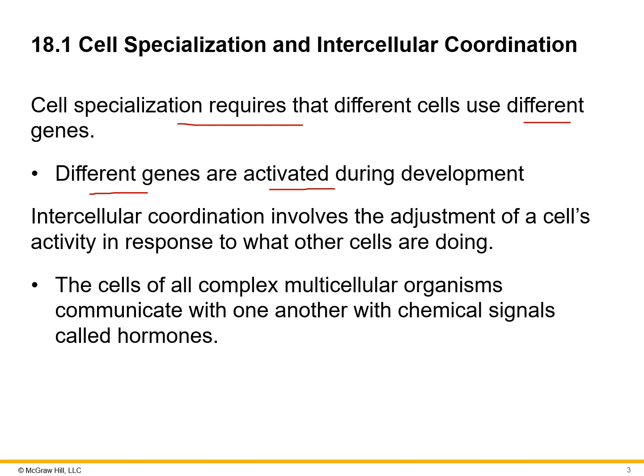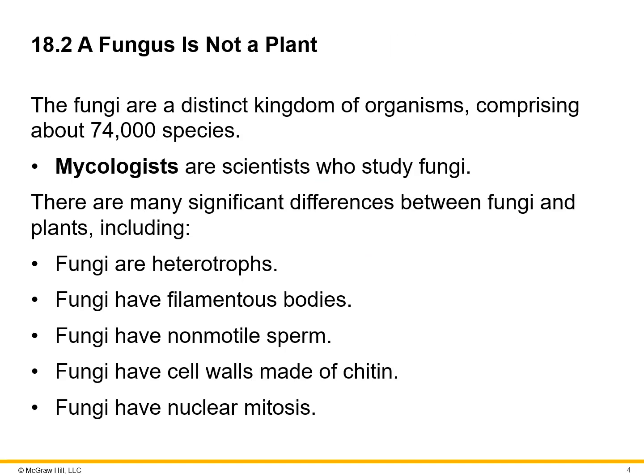So that's this differentiation. Then intracellular coordination, this is adjustments of the cell's activity in response to what other cells are doing. So they're not just doing their own thing, they can respond. So for example, when our glucose levels get high in the blood, our cells can respond to that, and therefore they take up the glucose. So they're responding to other cell signals that are in that same multicellular organism. So that's referred to as intracellular coordination. So again, reacting to different hormones. That's a good example.